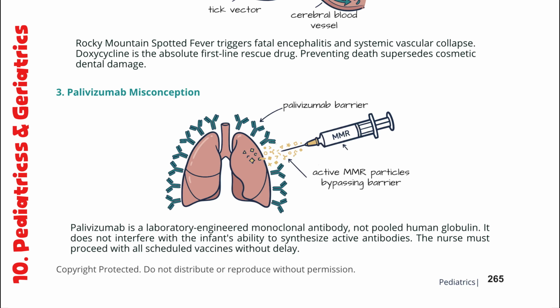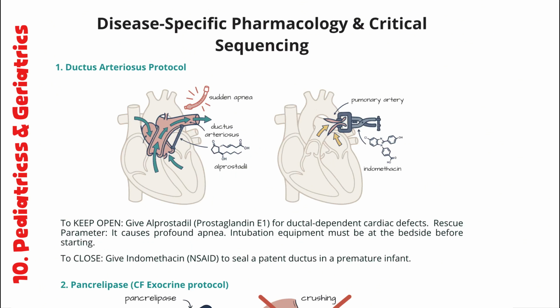It's a lab-engineered monoclonal antibody for RSV prevention in infants, and because it's manufactured, not harvested, it does not interfere with the infant's own antibody synthesis. Scheduled vaccines proceed without delay. A handful of disease-specific sequences carry real weight on this exam.